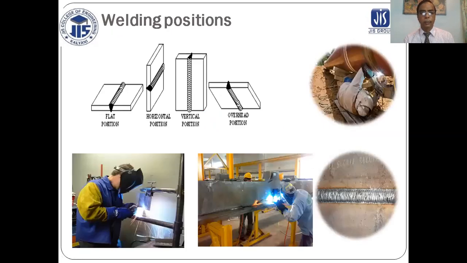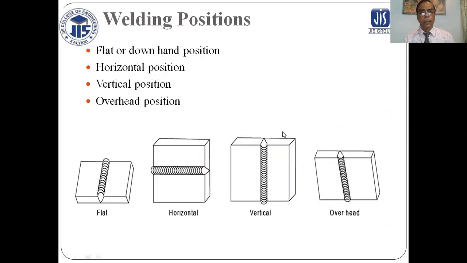Welding positions: flat position, horizontal position, vertical position, and the overhead position. This is the horizontal position. This is overhead position. Welding positions: flat and downhand welding, horizontal welding, vertical welding, and overhead welding. These are the figures: flat, horizontal, vertical, and overhead.